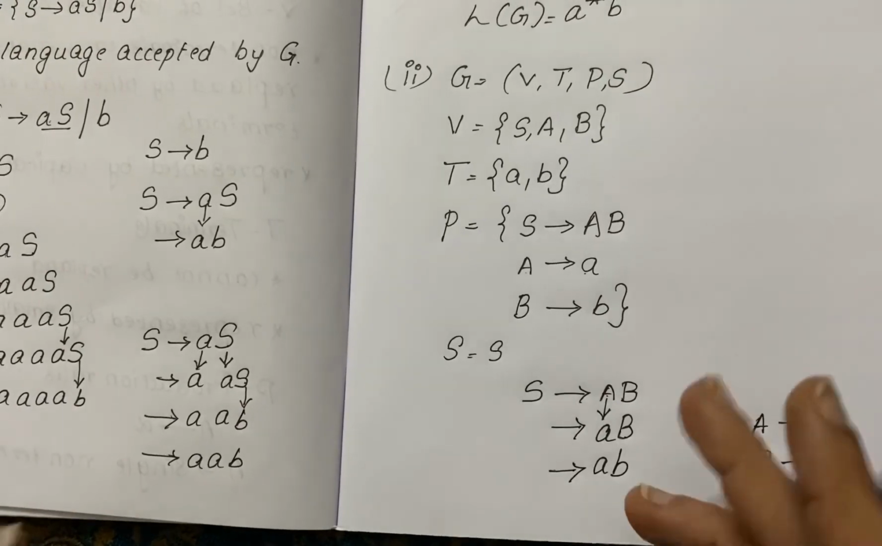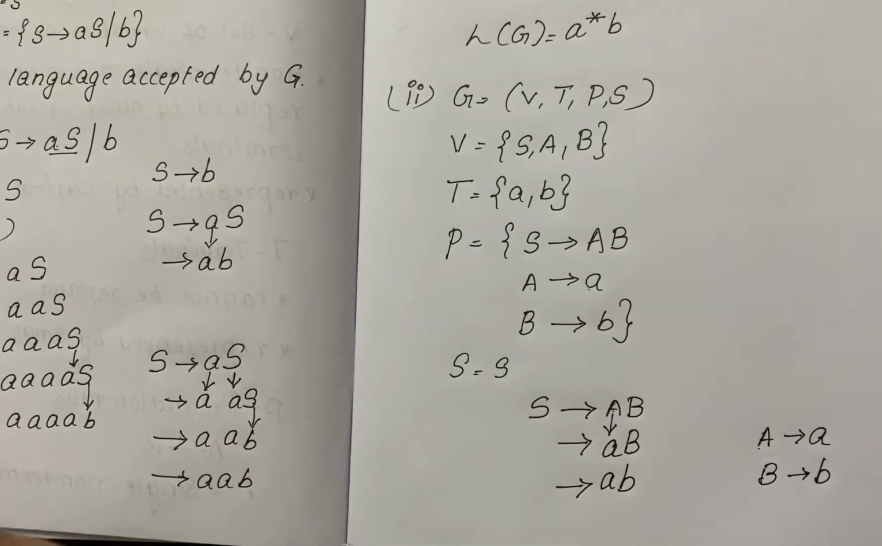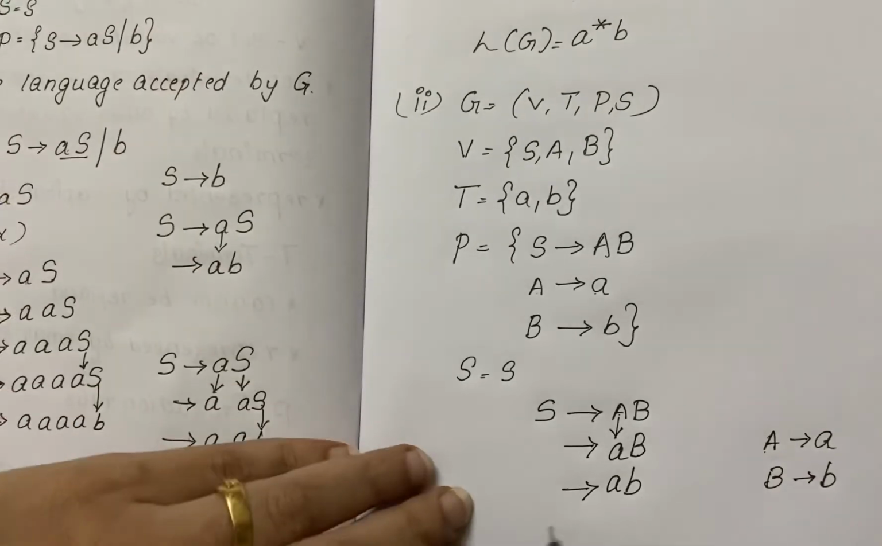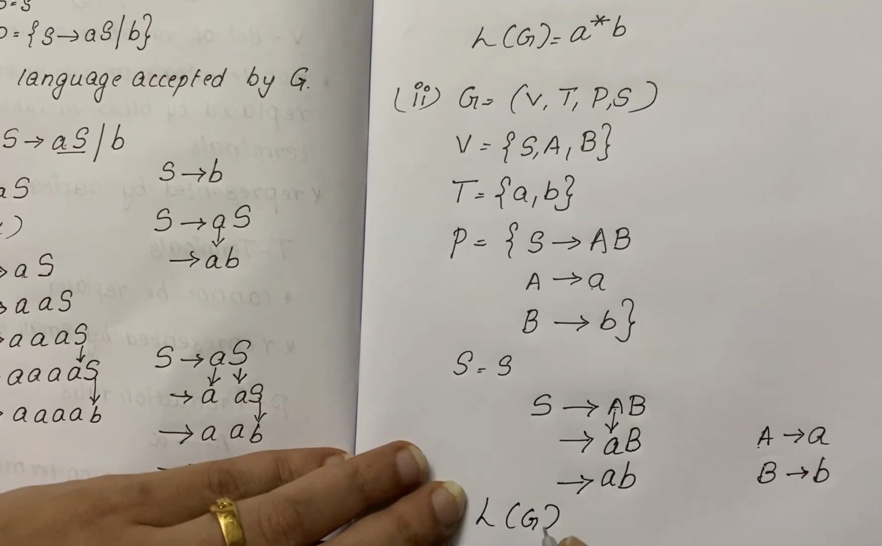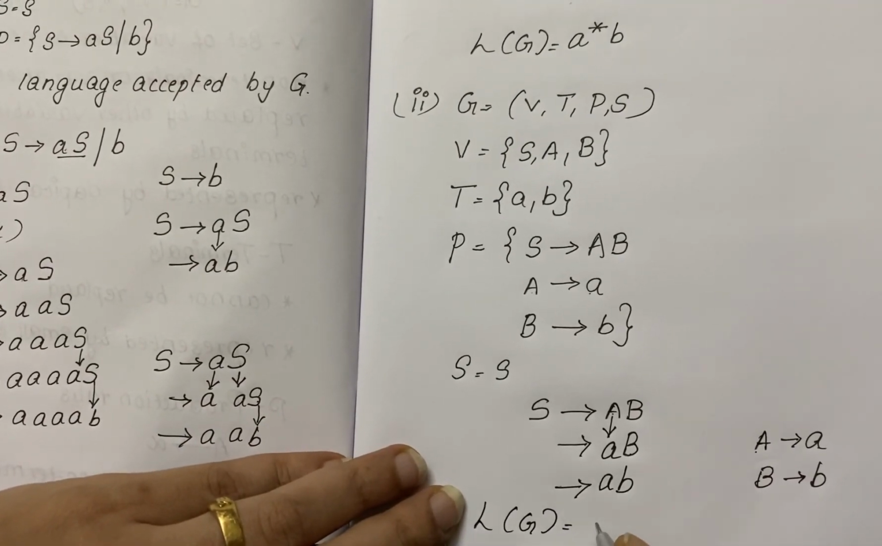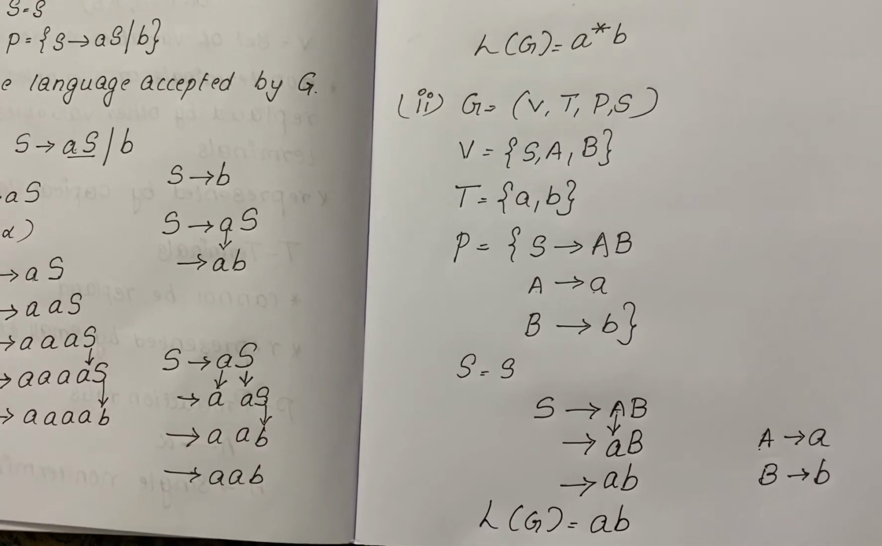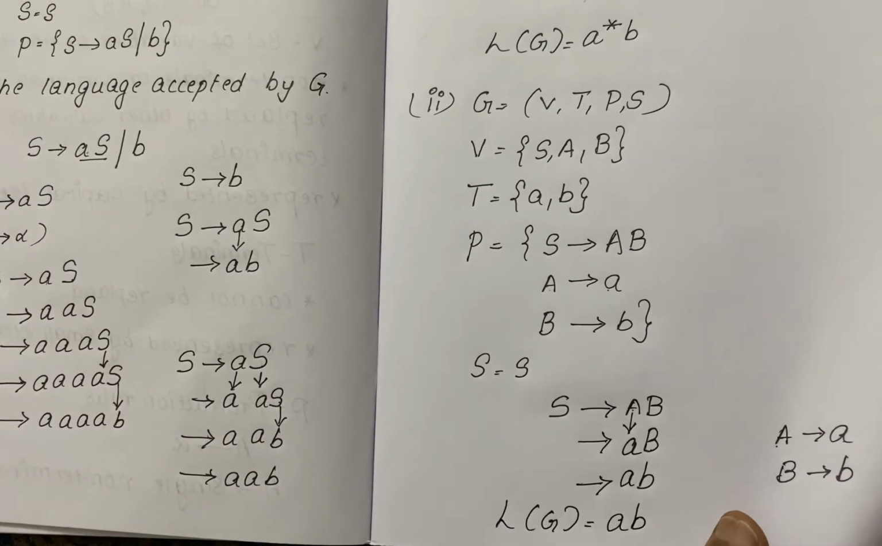So generally we don't have any further language. So the language which will be accepted will be L of G is equal to ab. I hope it's clear for you. Thank you.